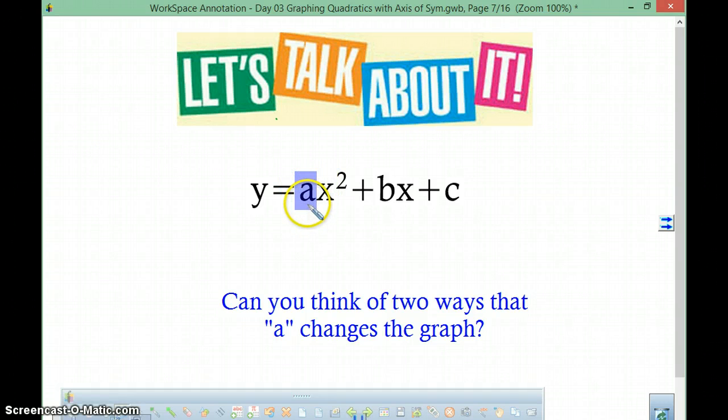There are two ways. One, if it's positive, that means that the graph opens up. If it's negative, that means the graph opens down. Positive or negative. It also changes how steep it is. If it's a big number like 12, then you have a really steep parabola, a narrow parabola. If you have a fraction like 1/12, you have a really wide parabola. So A can tell you how steep or how wide it is, and also whether it opens up or down.